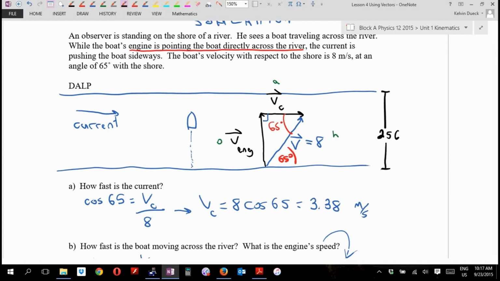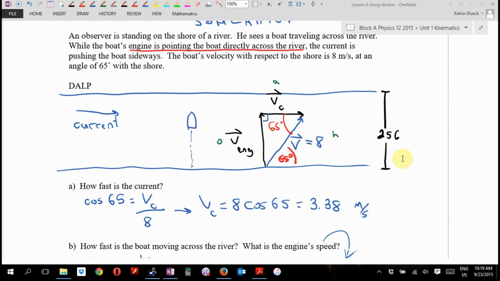Because if there is one thing that I want you to remember with vectors, if there is one common mistake that kids make, which drives me crazy, if there is one thing I want you to remember with vectors, it's this. The directions have to be the same for any variables that you use. Show you what I mean. See this direction? Hang on, let me pause the video.